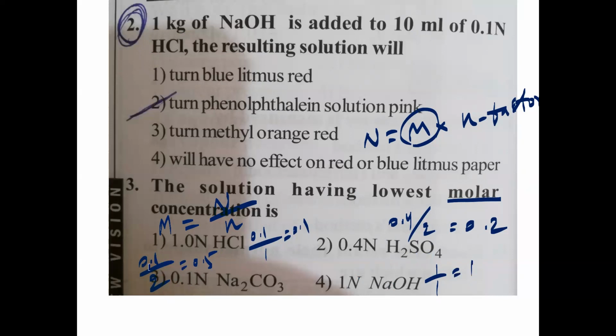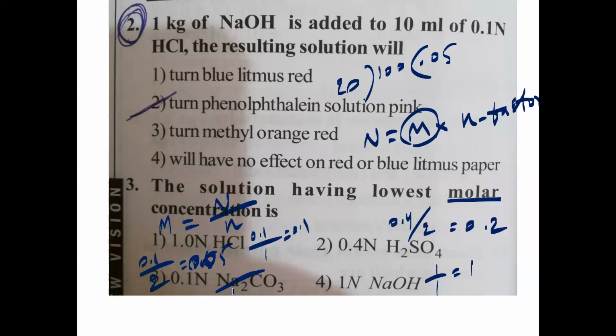So now here, 0.1 by 2 means what? 1 by 20 means how much here? Sorry, just wait. Now here it is 100. So that's why here it is 0.0 and again 100, 25. So 25 by 100 here. So that is 0.05. So 0.05 is the least value here. That's why our answer will be this one here.